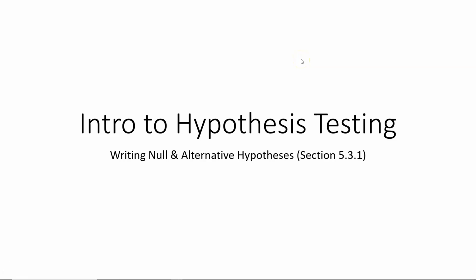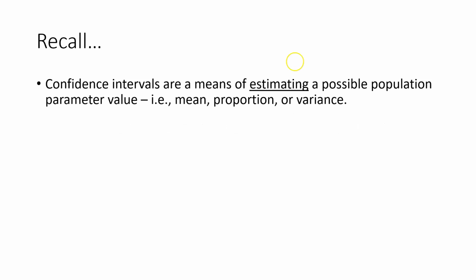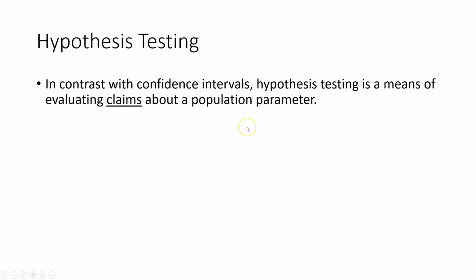Today we begin looking at concepts related to hypothesis testing, and we will start by looking at how to go about writing null and alternative hypotheses. Recall that up to this point in time, we have discussed confidence intervals as a means of estimating a possible population parameter value, and at this point we have only focused on population proportions.